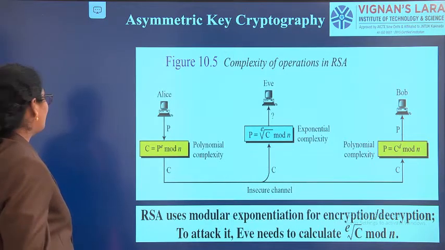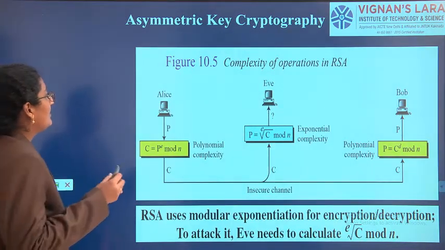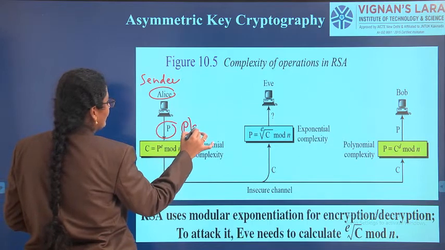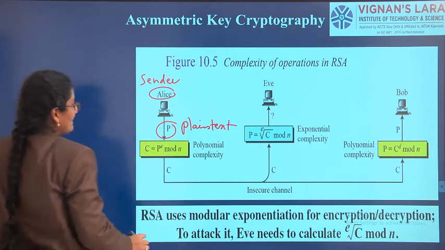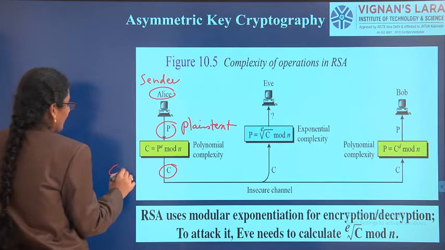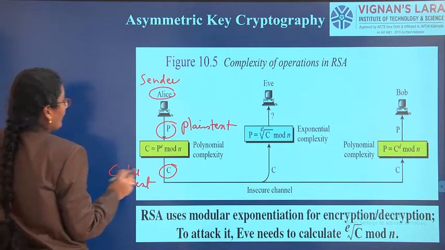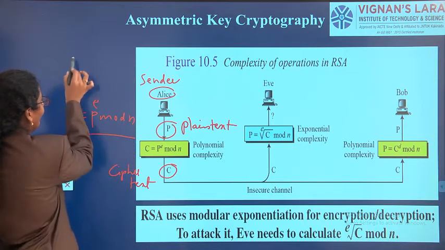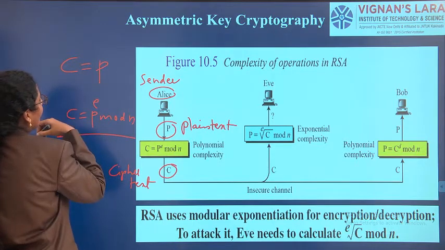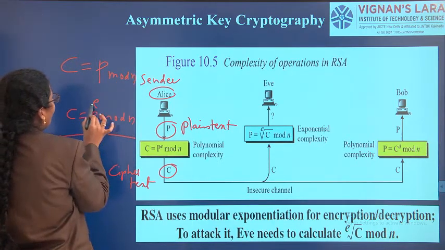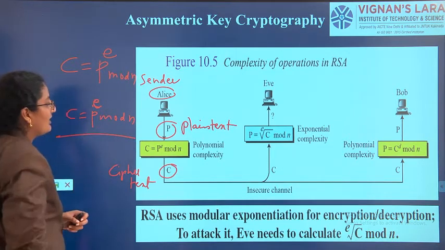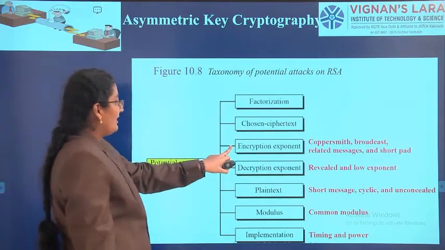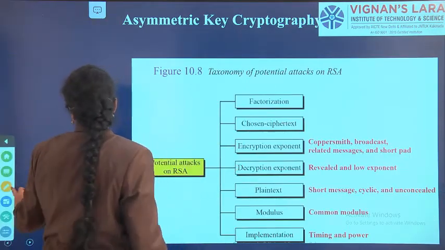So this is the complexity we have in RSA. See here. Alice is the sender. She has plain text. To convert this plain text into ciphertext, C is ciphertext. The formula for that is C equal to P power E mod n. Why did this formula come? We want ciphertext. For that we need plain text. We have to do mod n. And what exponent have we taken? E is the exponent. So what are the problems we discussed? Encryption exponent and decryption exponent. That I am telling now.